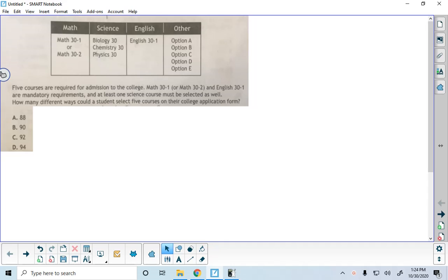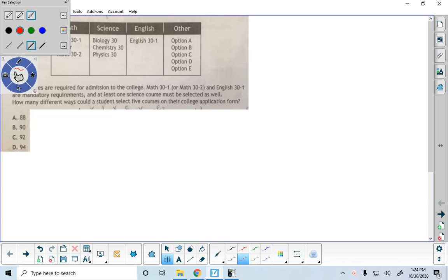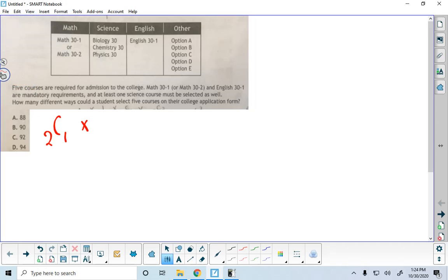So the number of different math courses that you can choose from would be 2, and we're choosing 1. So the number of ways that you can choose the math courses is 2, choose 1, multiplied by the number of ways to choose the science. Well, if you only are going to choose one of them, that would be 3, choose 1, multiplied by the number of ways to choose the English. Well, there's only one and you're choosing it.